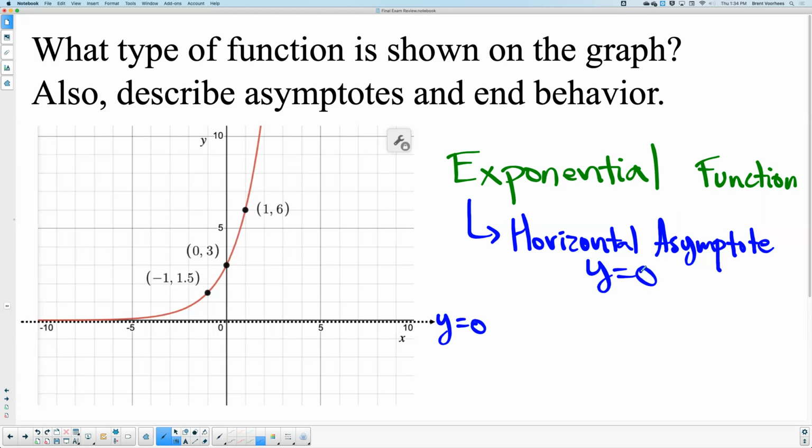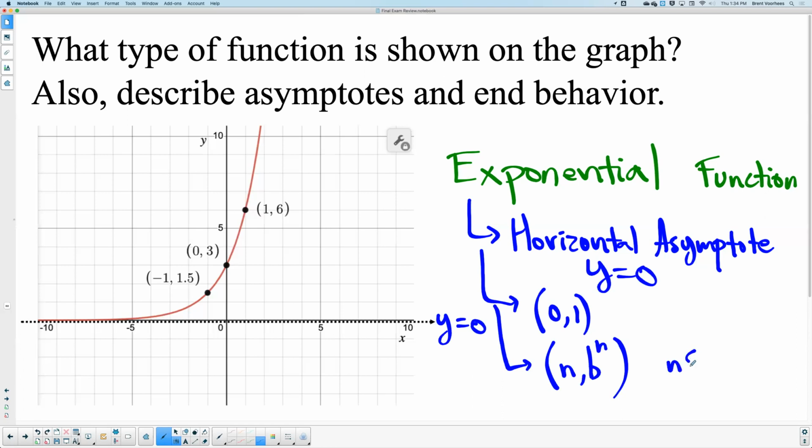Other key points that you should know: an exponential function without a transformation goes to the point 0, 1. And then after that, each point is n comma b^n, where n is an integer. Actually, n doesn't have to be an integer. It can be any real number, but we just use integers. That's how you can find any point on it without a transformation. Those are the 3 things with exponential.